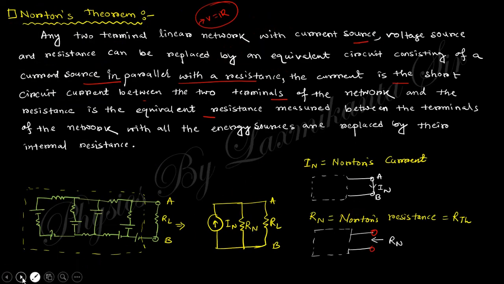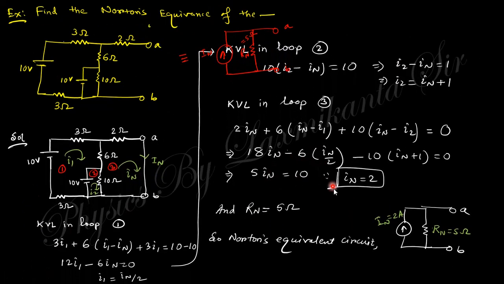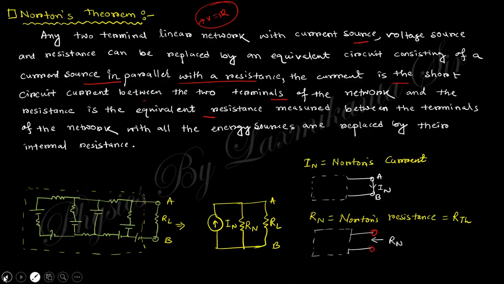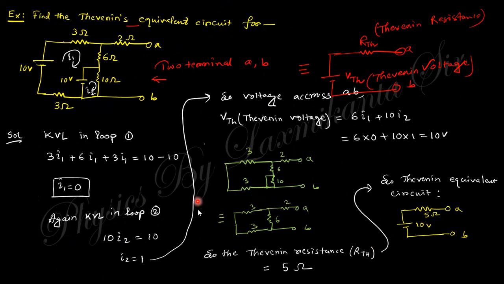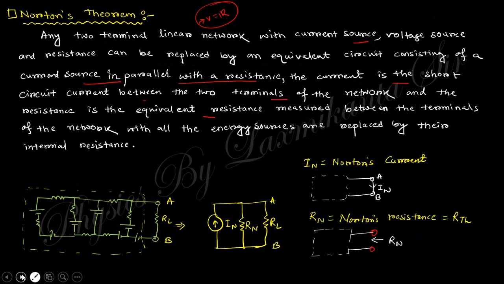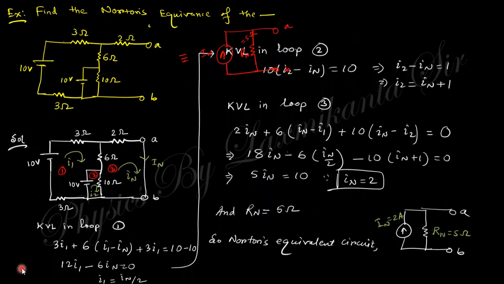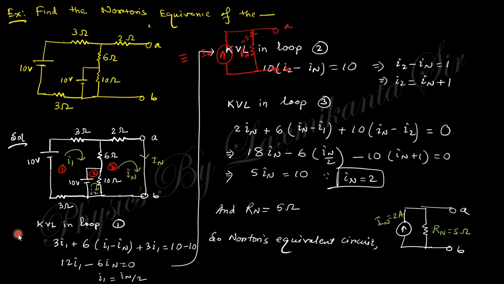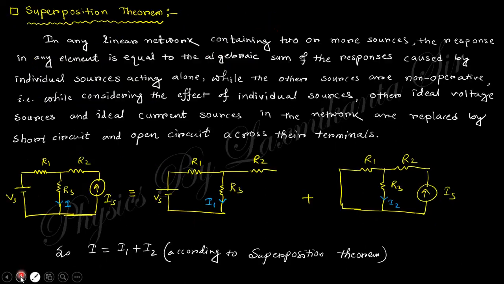In the similar process, you can find out the Norton resistance also. So it is clear about the process to find out the Thevenin resistance, Thevenin voltage, Norton current, Norton resistance, and their equivalent circuit. If you get this equivalent circuit, after that you can easily find out the current through this terminal or voltage of this terminal, very easy, right?